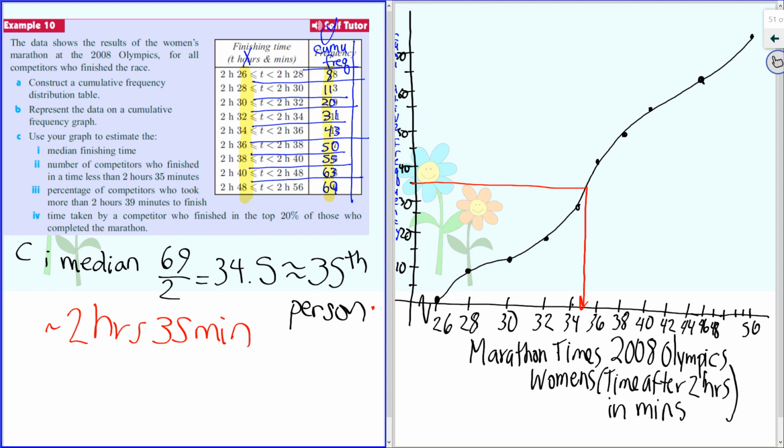This really could have been any time. So you have to keep clear what you're talking about here. This is the 35th person. What time did that person get? So are we looking for the time, or are we looking for the person? That can be tricky.